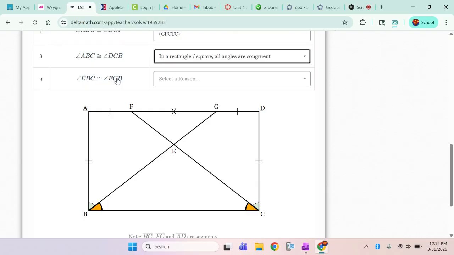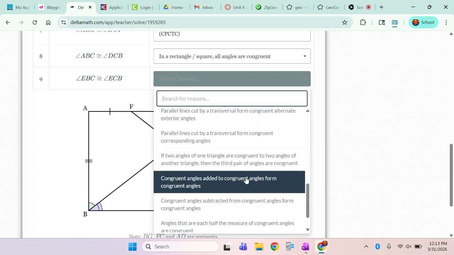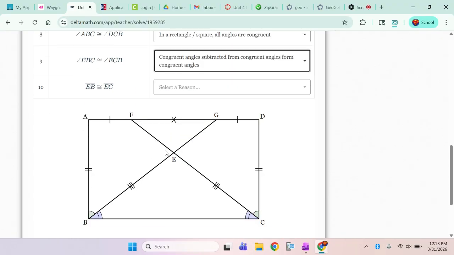Then they said that these two baby angles are congruent. Why does that make sense? So we know that these angles are congruent. We know that the overall big angles are congruent. What's the connection between these two baby angles? What's the name for these two? Complementary. So, in other words, if two angles are complements, that means they add up to 90 degrees. So if we subtract congruent angles from congruent angles, we get congruent angles.